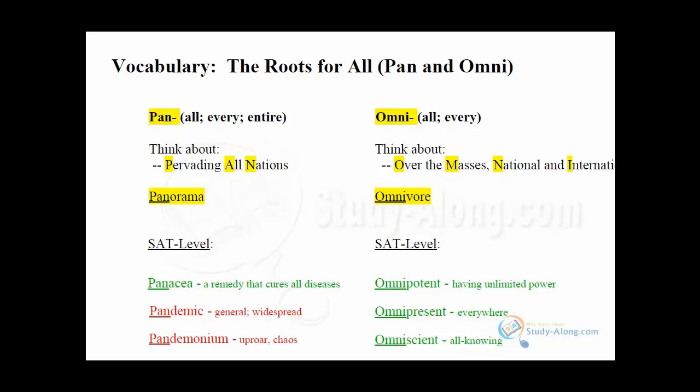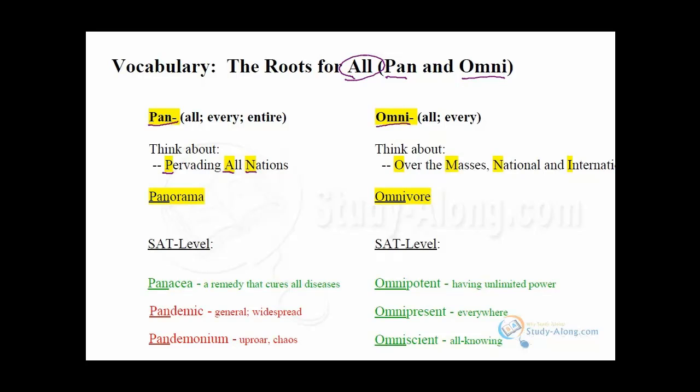The roots for all: pan and omni. So pan means all, every, or entire. One mnemonic you can use is if something is pan, it's everywhere, it's pervading all nations. So for example, you can think about a panorama, which is an unobstructed view extending in all directions. If you're looking at a panorama, you can see everything all around you.